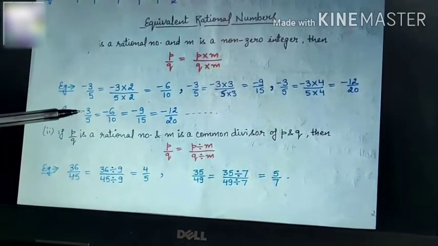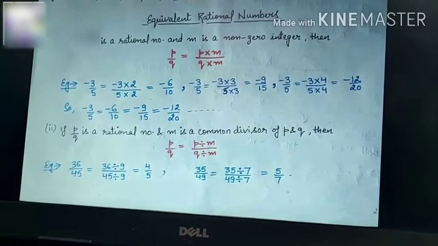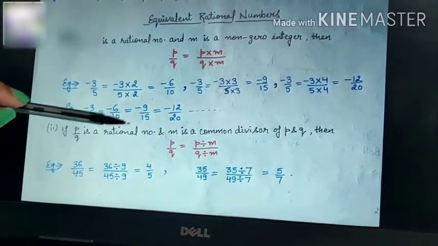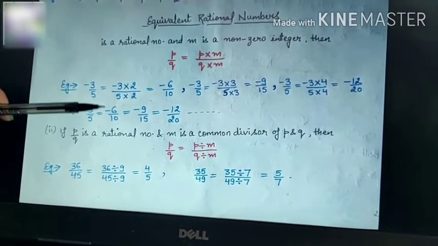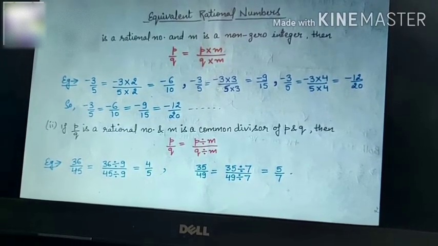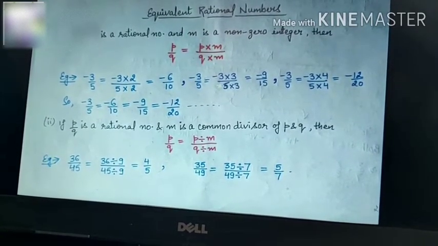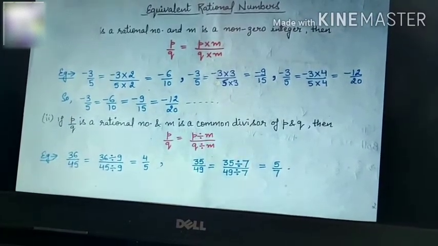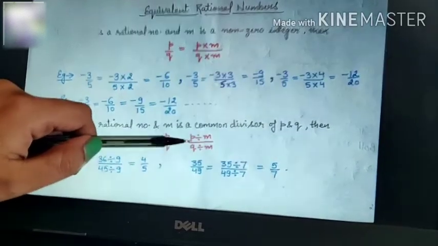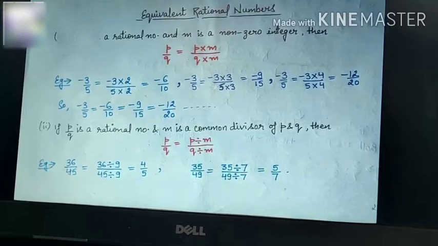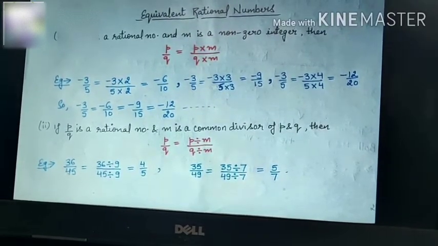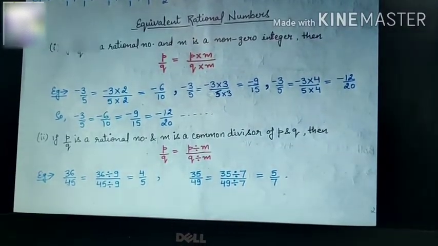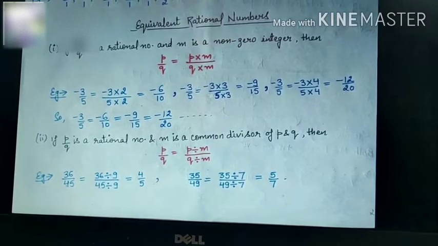All these are equal in simplest form. These are equivalent because if you simplify them, all will be equal to minus 3 by 5. This is the simplest form that we will study further. Now the second point: if p upon q is a rational number and m is a common divisor of p and q, then p upon q is equal to p divided by m upon q divided by m. That means you can divide both numerator and denominator by their common divisor. Or you can say you can divide both numerator and denominator by the HCF of p and q.